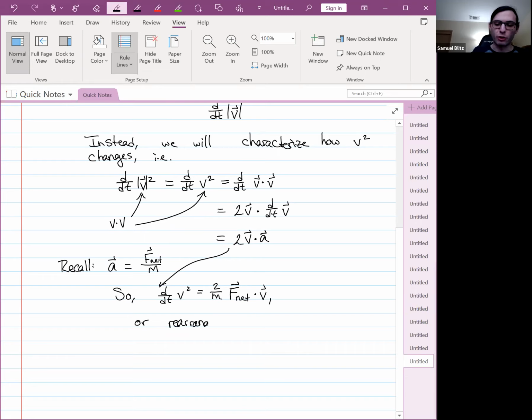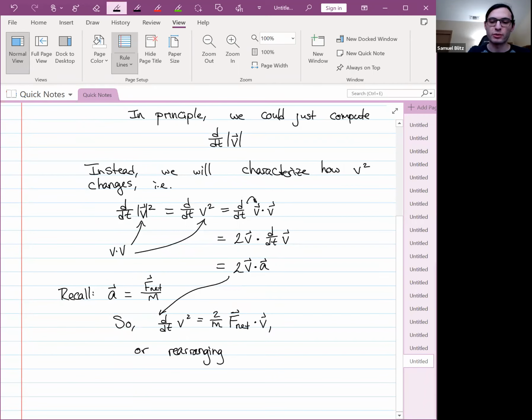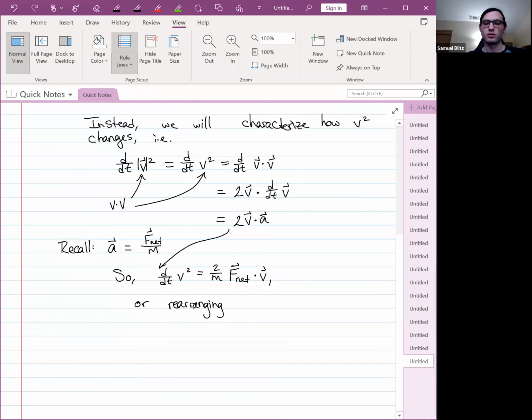Or put another way, rearranging this, all I'm going to do is multiply both sides by m over 2. Where did the 2v come from? Because you have to take the derivative of this one and that one. You're doing it twice. You have to apply the product rule. And because they're the same thing, you just get 2 factors of the same thing. So then we get that d/dt of 1/2 m v squared is equal to F net dot v. So this is a useful result.